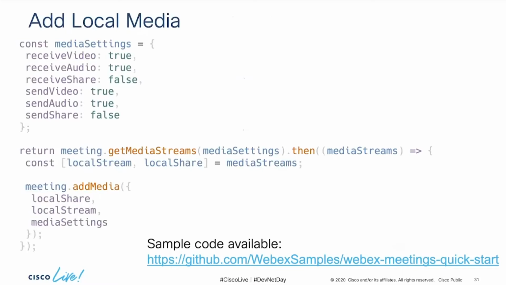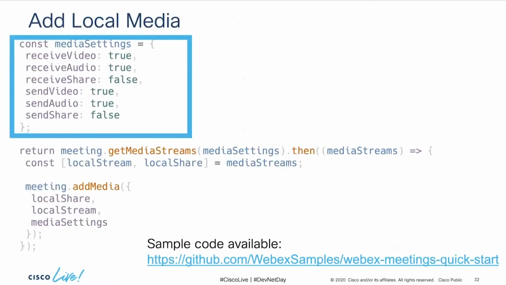Next, we want to add our local media. This code is a little bit more advanced, so I'm going to go through and check out the different lines. This section right here is our media settings. You can see that we can choose to receive audio and video, and send audio and video. You can see that in our sample here, we've chosen not to receive any screen shares or send any screen shares. You can also change those settings however you feel.